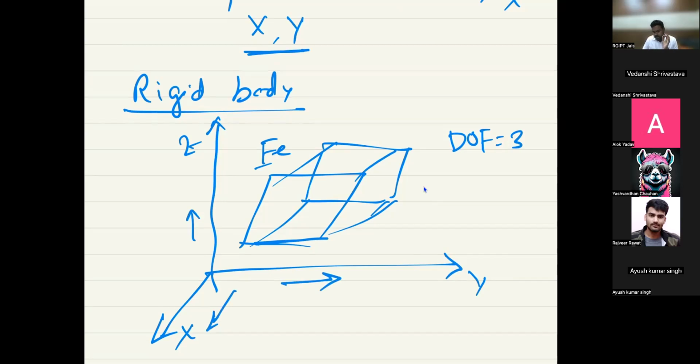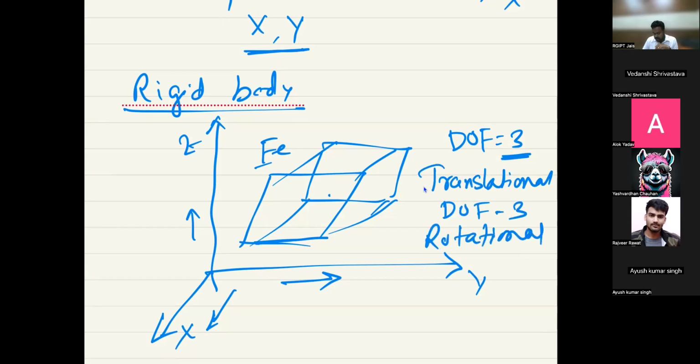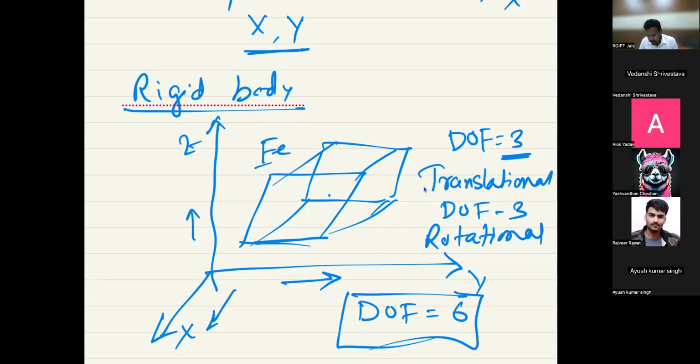But if this is a rigid body, it can also rotate. Let's say this body can rotate around the x-axis, around the y-axis, around the z-axis. So this body can rotate as well. So it has 3 degrees of freedom for translational motion, and you have another 3 degrees of freedom for rotational motion. So in total the degrees of freedom is 6 in this case, okay? You have to consider both the rotational as well as the translational motion for this rigid body.